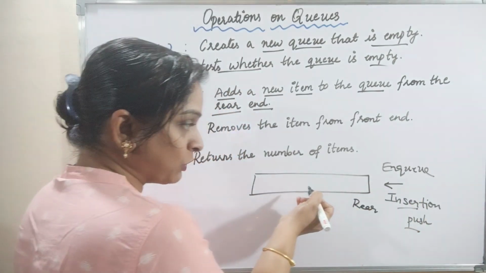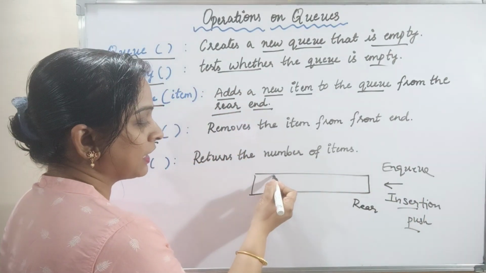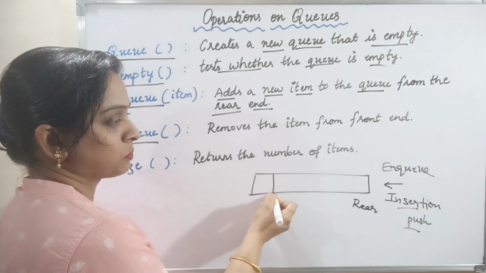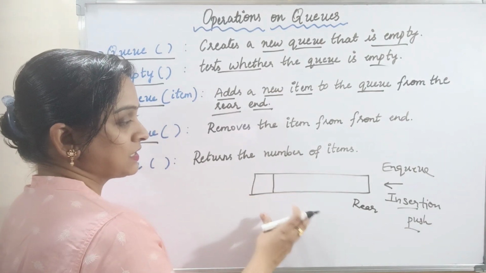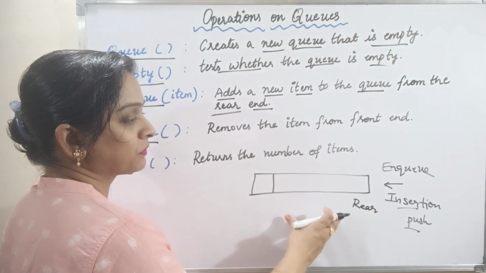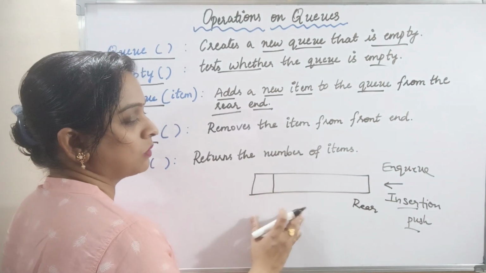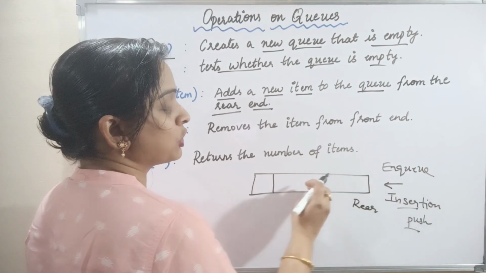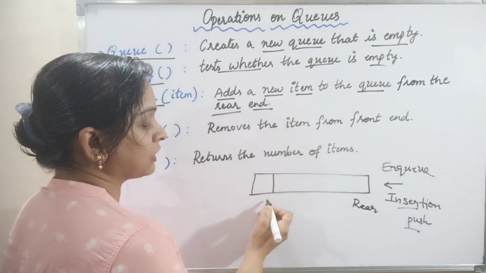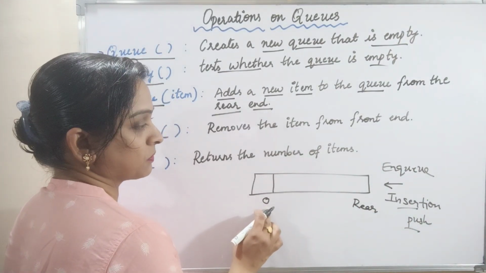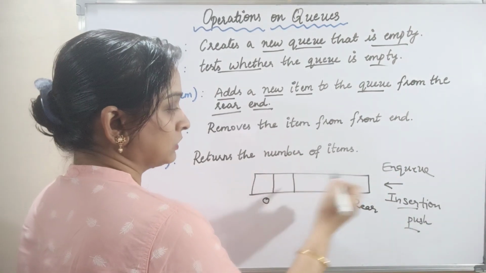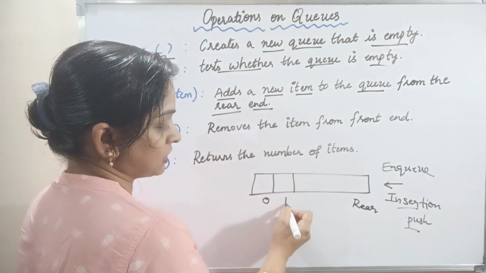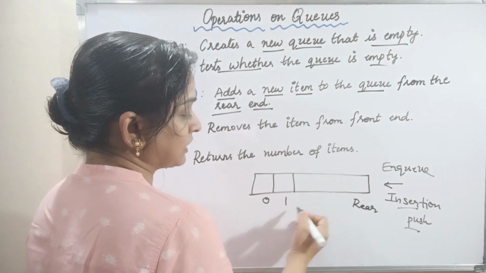From the back end we do the insertion, and the element will be placed in the first position if the queue is empty. Just imagine the ticket counter is free. No one is standing at the counter. When you enter the queue, you will be the first person, right? So you will be standing in this first position. Then when I do NQ again, the next person will stand next to this one. I am just writing the index values.